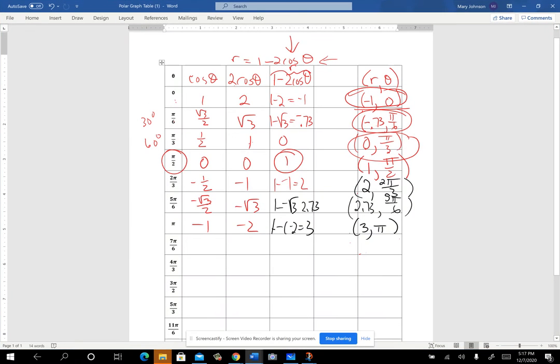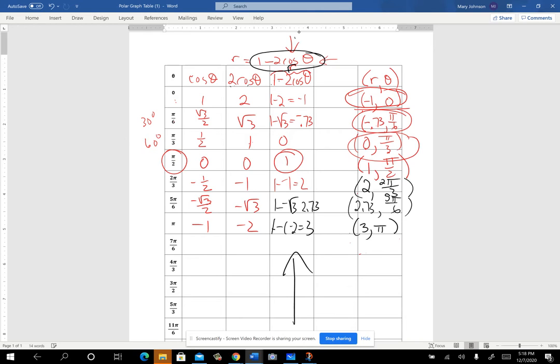Okay. So here I just got started doing the table. If I were doing the 1 minus 2 cosine theta, I usually take my theta, do cosine theta. Then I do the 2 times that. Then I do the 1 minus that column until I get this value. And it's this column right here. This is your R.